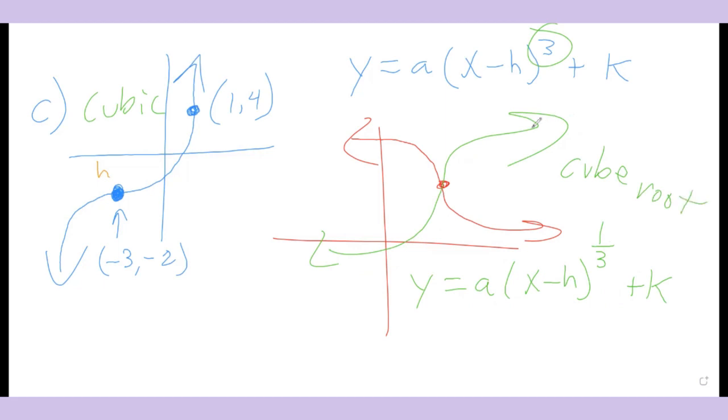You see how the arrows go more sideways? The cubic, the arrows go more dramatically up and down. The cube root, the arrows are more sideways, where this green version would have a positive value of a, and this red one would have a negative value for a.